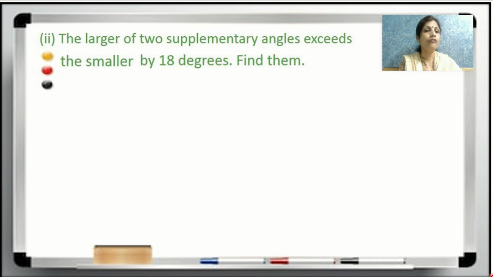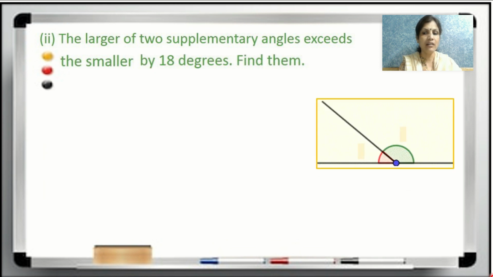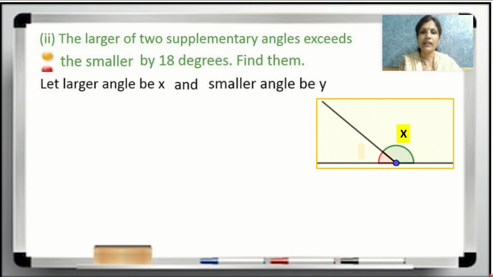The larger of the two supplementary angles exceeds the smaller by 18 degrees. Find both the angles. Now I hope everybody is aware of supplementary angles. You know that the sum of supplementary angles is 180. What we are given is the larger of the two supplementary angles. If you see here, the green part is the larger angle and the red part is the smaller angle. So we'll consider the larger angle as x and the smaller as y. So we'll write like this.